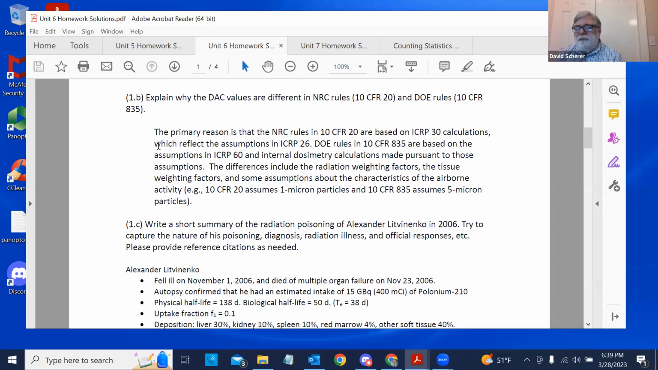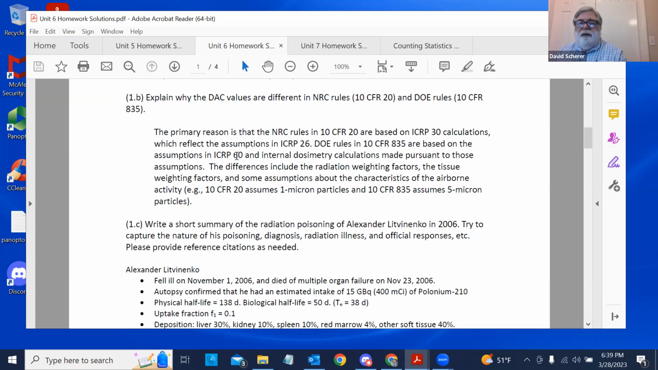The tissue weighting factors are different. NRC uses a Q value. The DOE uses the radiation weighting factor, so they have different values, and so the results are going to be different between the two different tables.